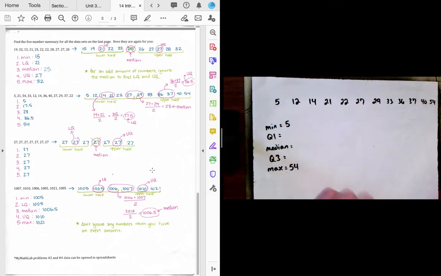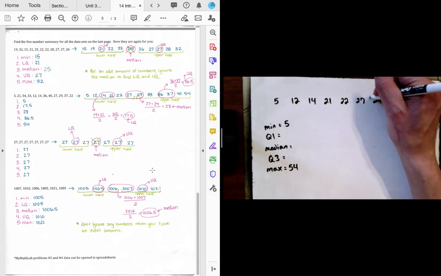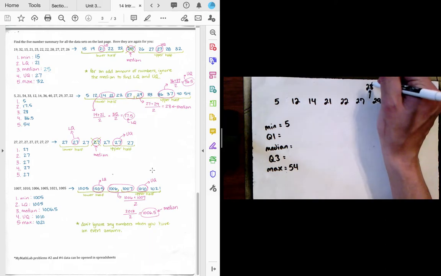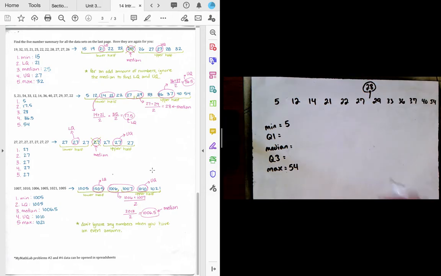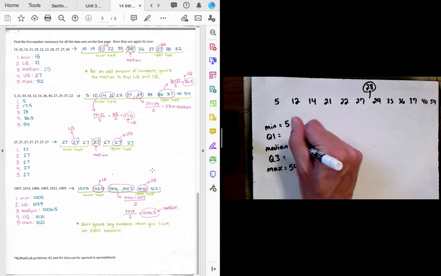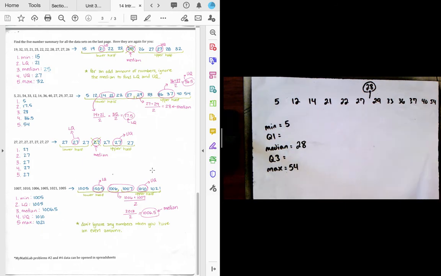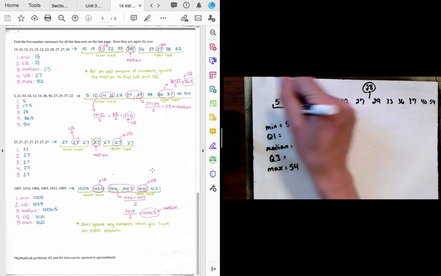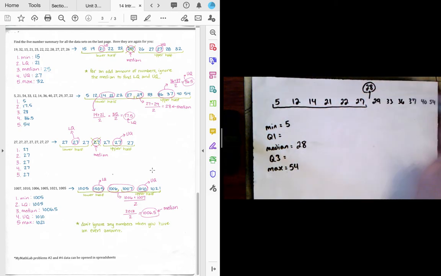Now, what is halfway between 27 and 29? Well, 28. And again, if we add up 27 plus 29 and divide by 2, it will give us this value. So 28 is our true median. Let's throw median again. And now we talk about finding these quartiles. So what I like to do is I like to underline the first half of the data, and I'm going to underline the second half of the data.